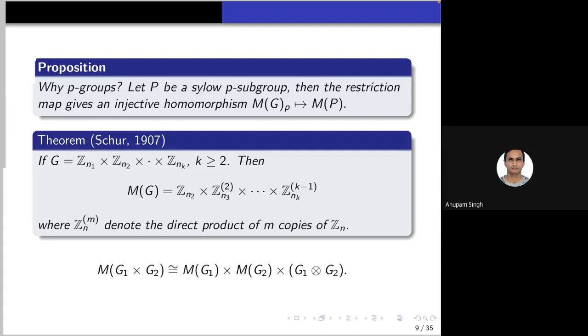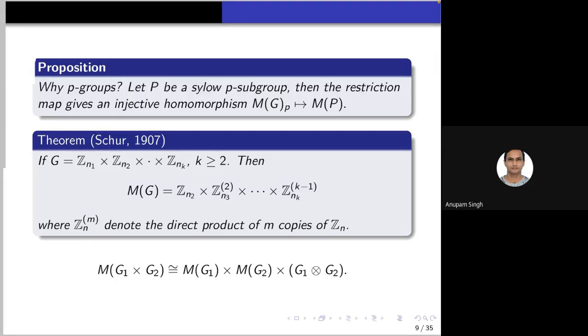And this follows from a more general fact, which was also discovered by Schur. He proved that the Schur multiplier of the direct product G1 cross G2 is isomorphic to the Schur multiplier of G1, direct product with the Schur multiplier of G2, direct product with G1 tensor G2.